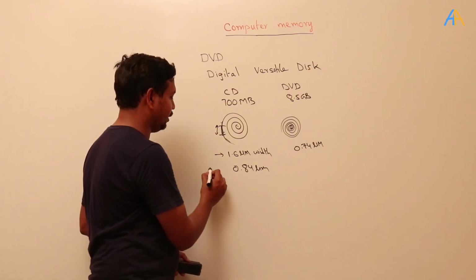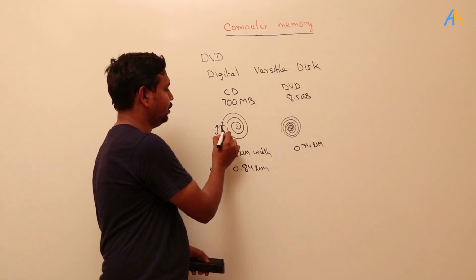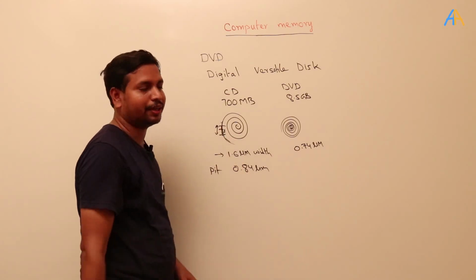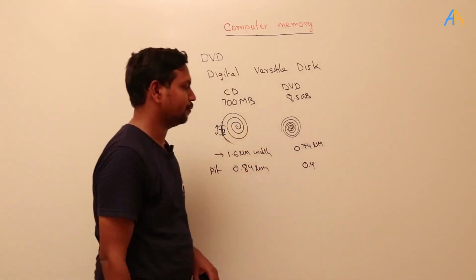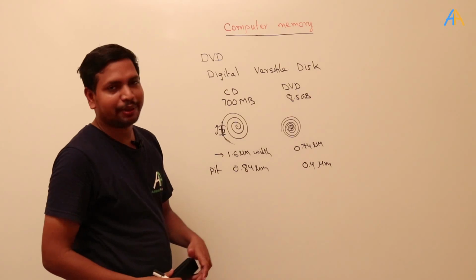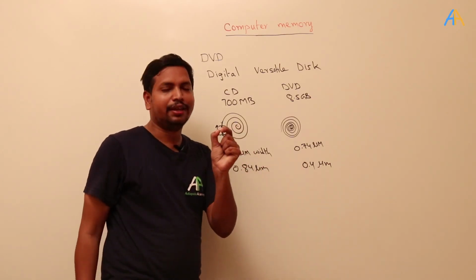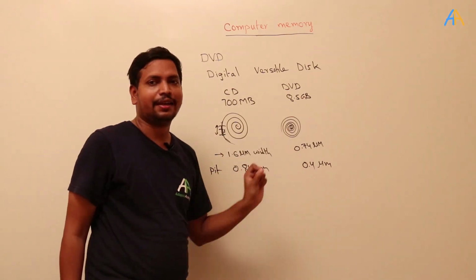Here the bit length is reduced. That means for the same area, it is 0.4 micrometer. Okay, so when the bit length is reduced, that means the area used to store the data is reduced, and the distance between tracks is also reduced.